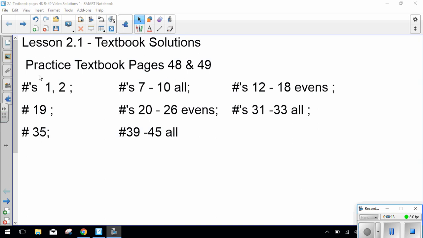The activity you should have completed is what you see in front of you: numbers 1 and 2, 7 to 10 all, 12 to 18 evens, number 19, 20 through 26 evens, 31 to 33 all, number 35, and 39 to 45 all. Okay, so please be sure you have all of these questions done, or you've completed the modified version if and only if I have asked you to do so, and check your solutions from here.